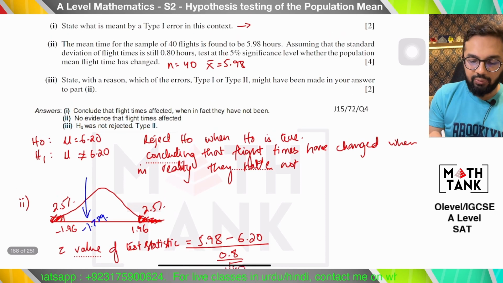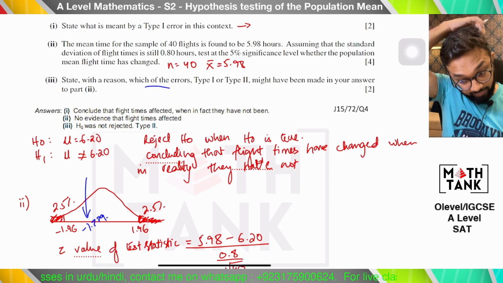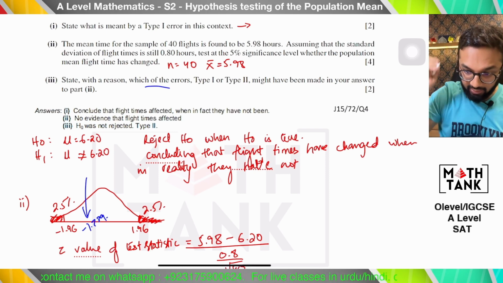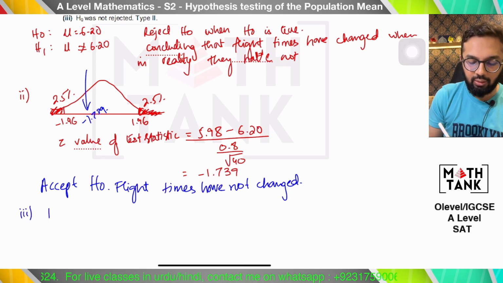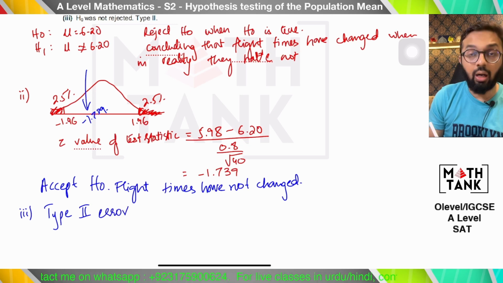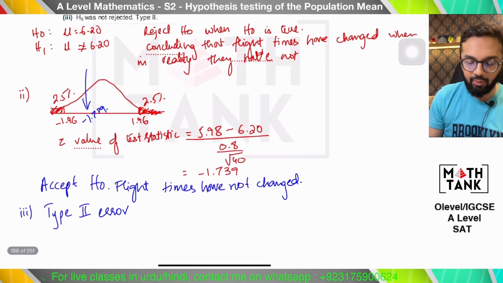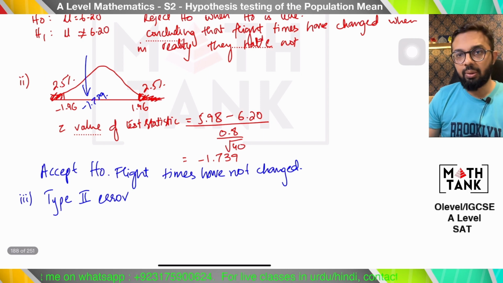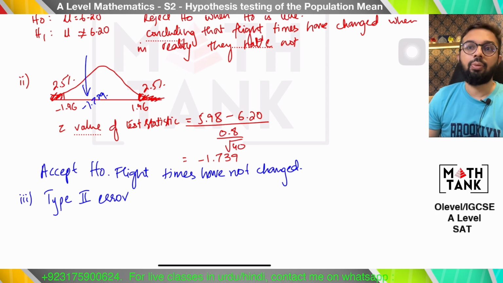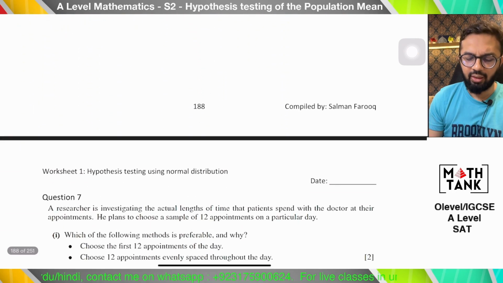Okay, state with the reason which of the errors, type 1 or type 2, might have been made in your answer. So whenever you accept H naught, type 2 errors can be made, because type 2 error is the error of accepting H naught when H naught is false. So H naught was not rejected, therefore type 2 error. Remember that the marking scheme will always say that you don't use the word accept, you say not reject. Okay, because that is how hypothesis testing is designed.